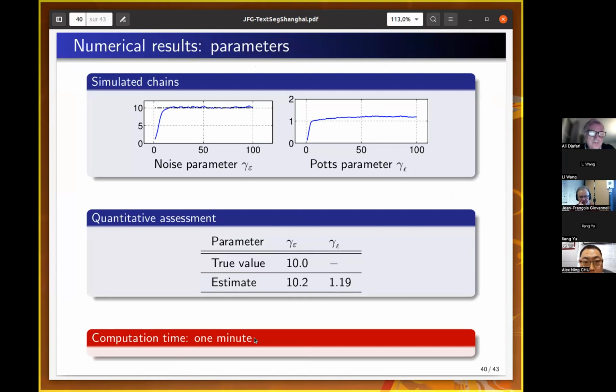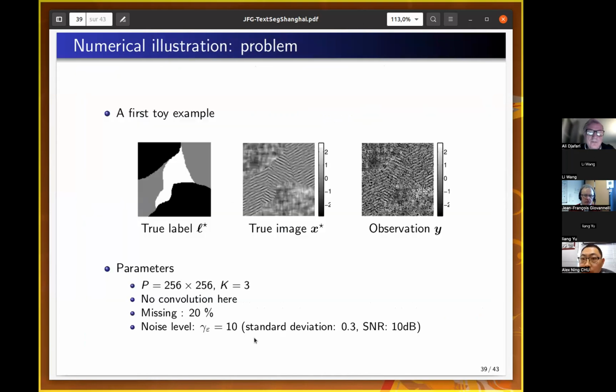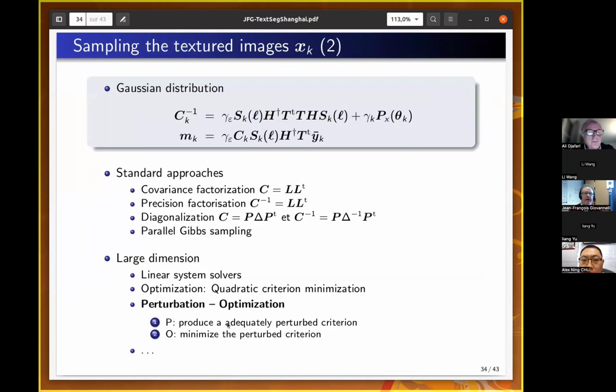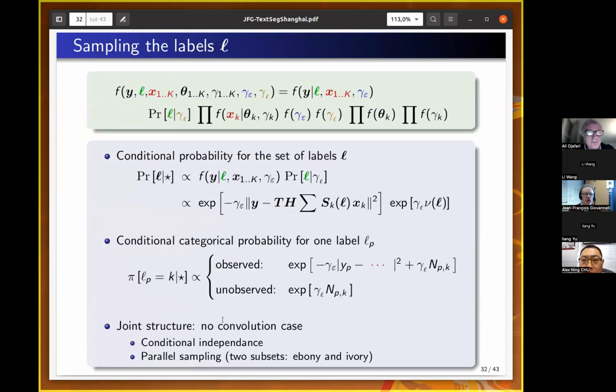Several comments. First comment is that it is 1 minute for that case without convolution, because when sampling the labels we are able to produce parallel sampling, because we have conditional dependencies in relation with the Markov property of the POTS model. That's the first point.